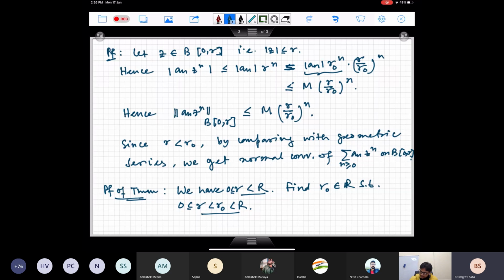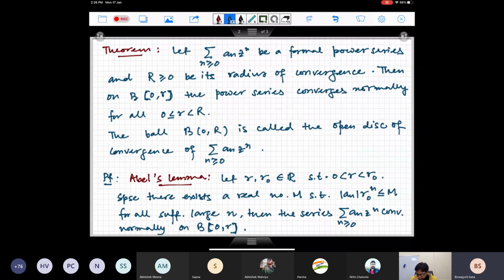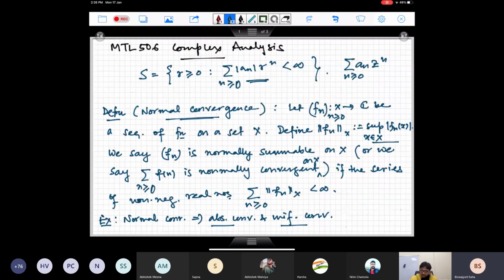So once we do this, what can I say now? What Abhishek was trying to say, if we do that, we know by definition that capital R is the supremum of S and little r naught is less than capital R. So that means little r naught cannot be the supremum. So in fact, little r naught is going to be inside the set S, because we have seen that the set is an interval, and little r naught is smaller than the supremum.